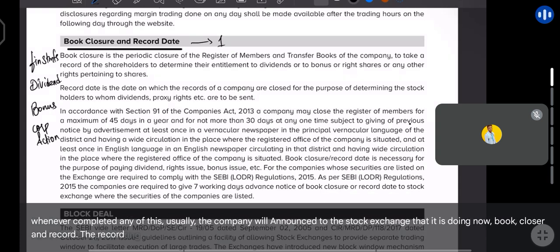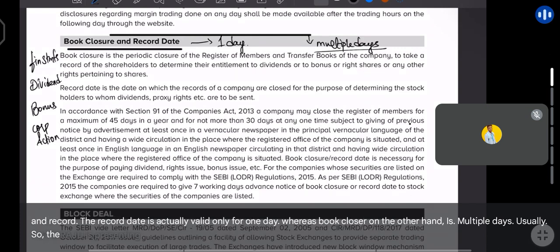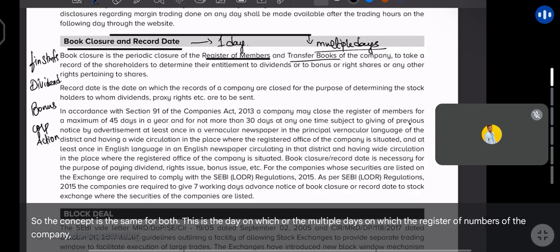The record date is actually valid only for 1 day, whereas book closure, on the other hand, is usually multiple days. So the concept is the same for both. This is the day on which, or the multiple days on which, the register of members of the company as well as the share transfer books of the company are closed.